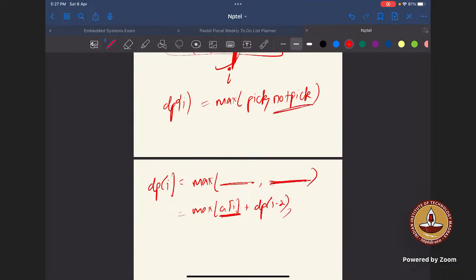We don't pick a of I. So 0 plus dp of I minus 1. Here we can do I minus 1 because I minus 1 considers all the cases. So it will include the cases where we have picked the I minus 1 element also. And if we are not picking the ith element, we are allowed to pick the I minus 1th element, right? But in this case, when we have picked the ith element, we are not allowed to pick the I minus 1th element. That is why we are taking dp of I minus 2, which counts for all the cases where I minus 1 is not considered.